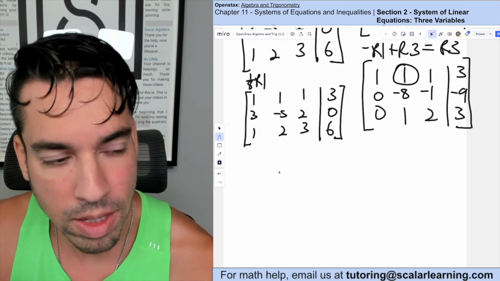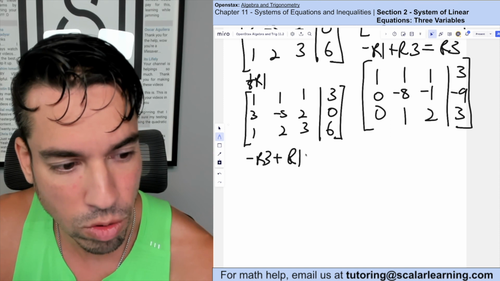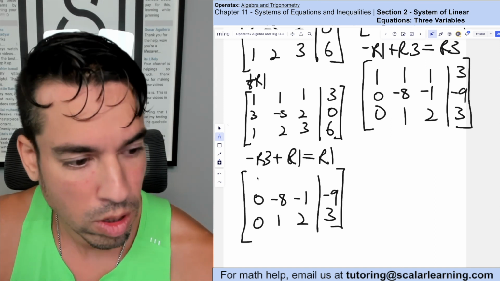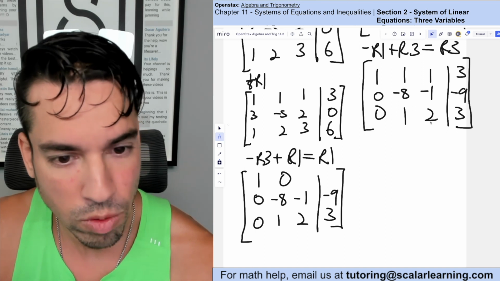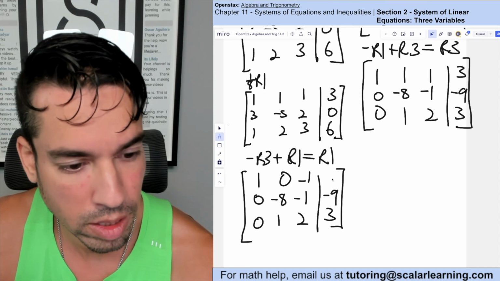Next, I'm going to flip this to 0, and to do that, I'm going to multiply row 3 by -1, add it to row 1 to get a new row 1. Let's write that out. So we got 0 plus 1 is 1, -1 plus 1 is 0, -2 plus 1 is -1, and -3 plus 3 is 0.